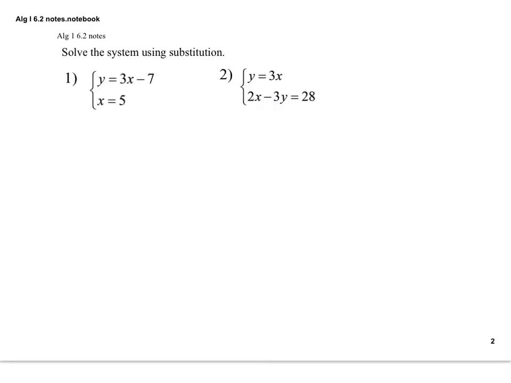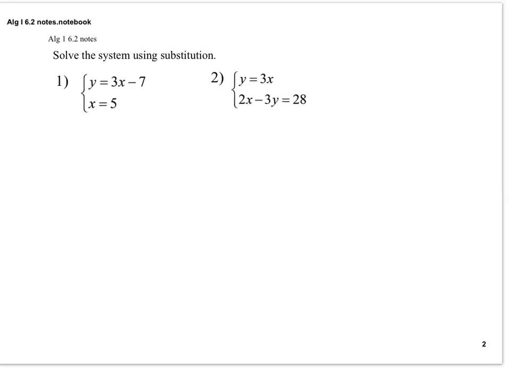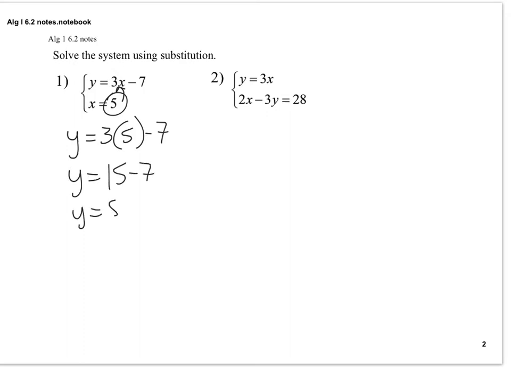So number 1 says solve the system using substitution, and y is already given to me as y equals 3x minus 7 and x equals 5. I'm going to take this value for x and plug it in right there. So y is equal to 3 times 5 minus 7. So y is equal to 15 minus 7, which is 8.